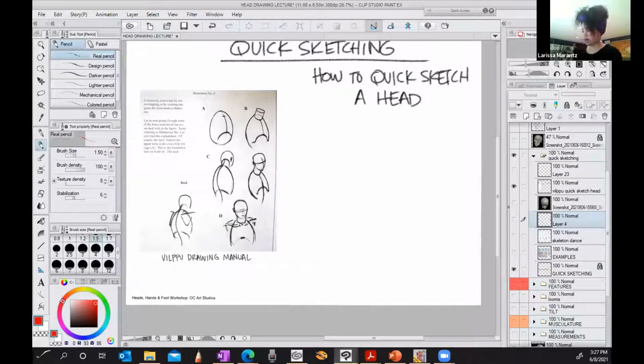All right. So how to quick sketch a head. Let's do this right now. I have this page from Vilppu's drawing manual because I love it, because it shows how you're taking the torso shape and how you attach the head to the torso. A lot of times people will draw the head, but they won't know how to attach the head to the torso, right? So they got this really amazing head, but it's kind of disconnected from the body. So thinking in terms of the connection, it's a curved cylinder that's coming out from the simplified egg shape of the torso.